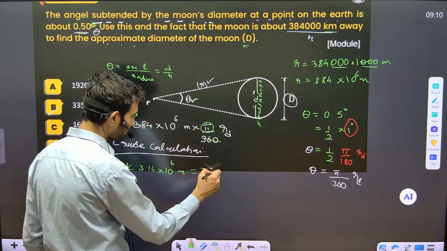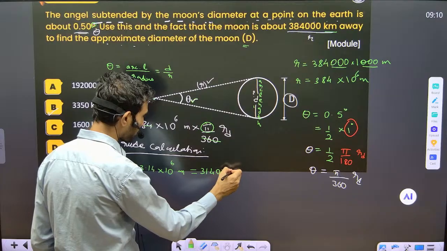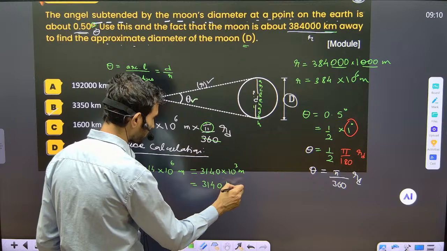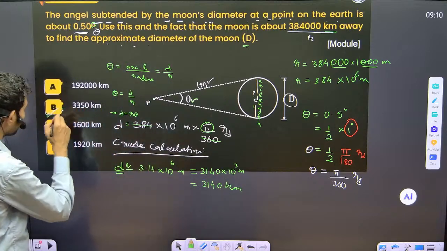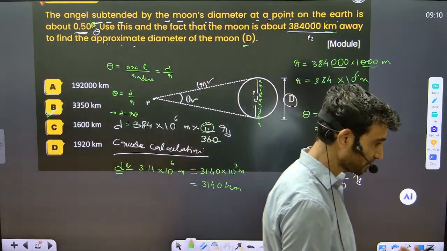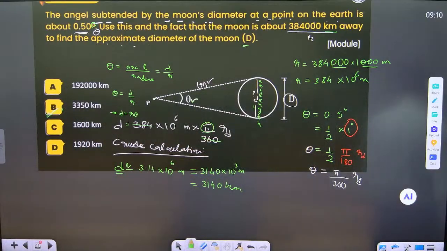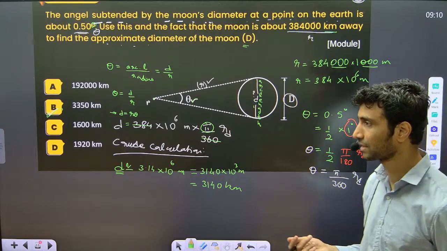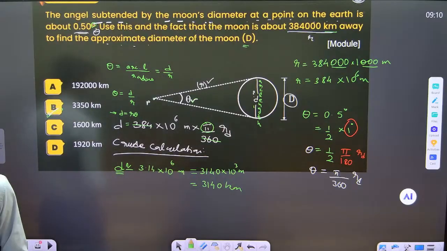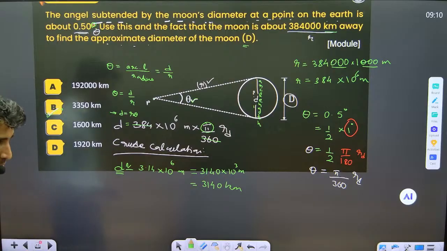So what is it coming out to be? That is 3140 into 10 raised to the power 3 meter, which is like 3140 kilometers, right? And that is very close to the B option. Got it. So that is how you can get the answers quickly using crude calculations, without doing the actual calculation. So it's quite advantageous that way. Now take this down and we'll move ahead.